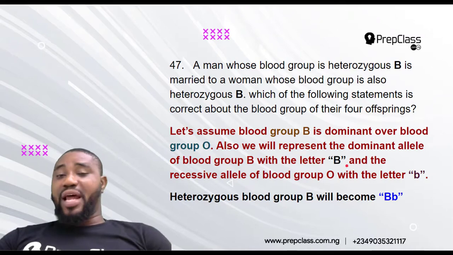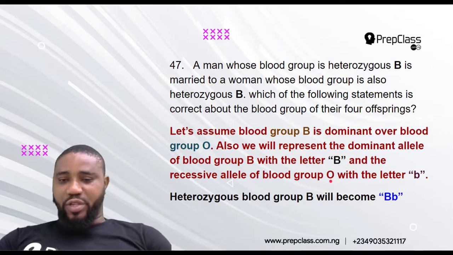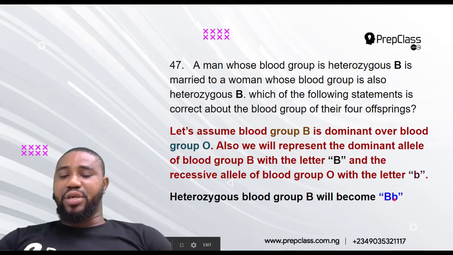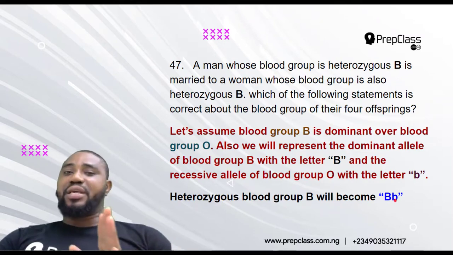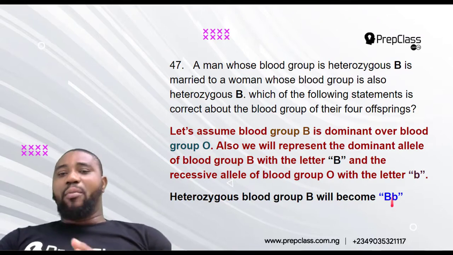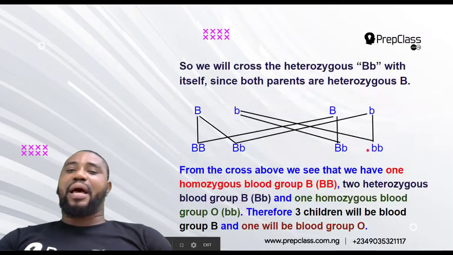So since B is dominant over O, B will stay as capital letter B, and O, respecting itself, goes with one small letter b. So the heterozygous blood group B will become capital B and small b. But if I had said homozygous, it would be capital B, capital B. Do you understand? That is the same type of allele. But since it's heterozygous, one will be capital letter B, the other one will be small letter b.